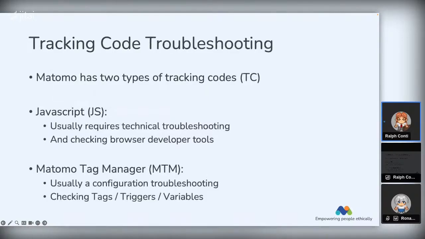In terms of troubleshooting, Matomo has two different types of tracking code. The first one is the JavaScript one, which I guess is more used than the other one, which is the Matomo Tag Manager. From memory, the majority of the troubleshooting I've been doing is with the JavaScript one, which involves technical troubleshooting, so understanding a little bit of the browser developer tools, for instance, needs to be used and things like that. The Matomo Tag Manager troubleshooting is more related to configuration troubleshooting.